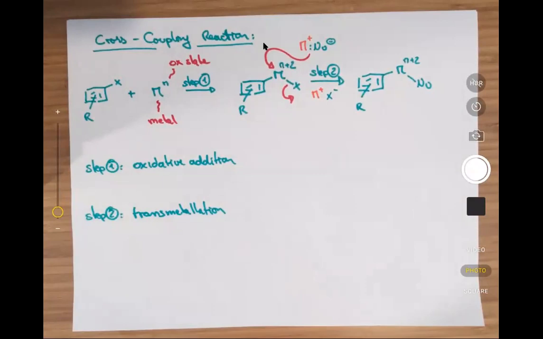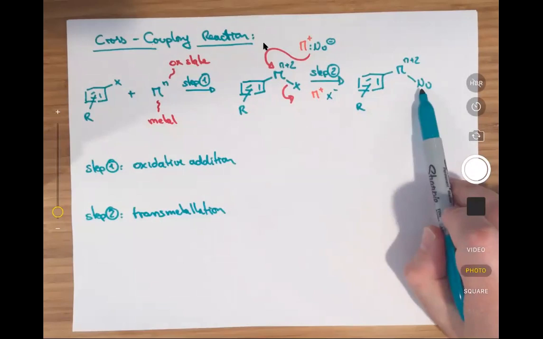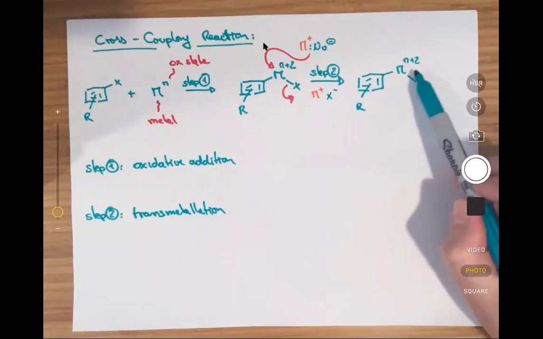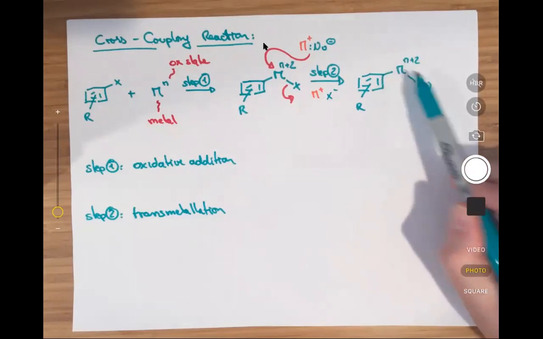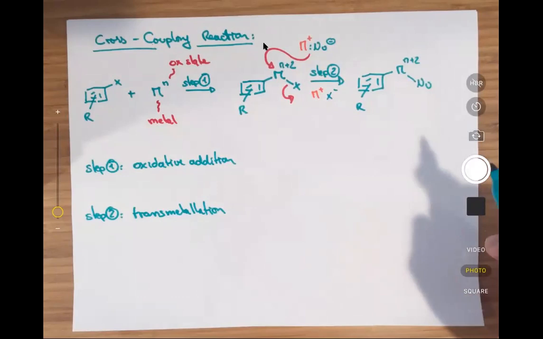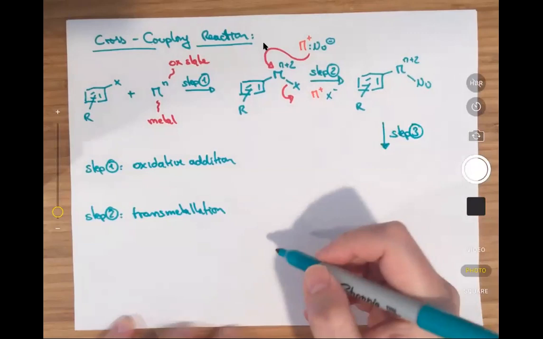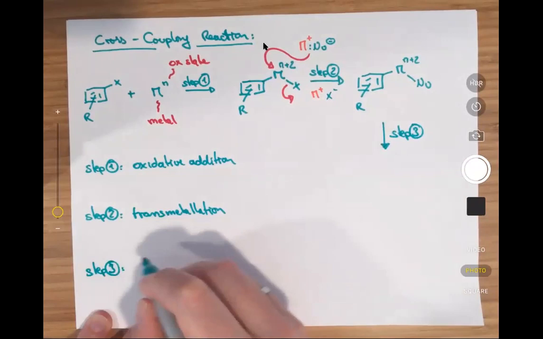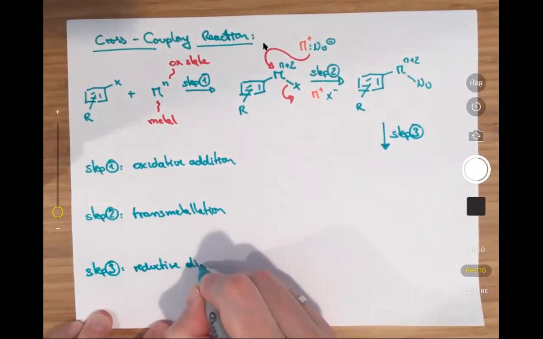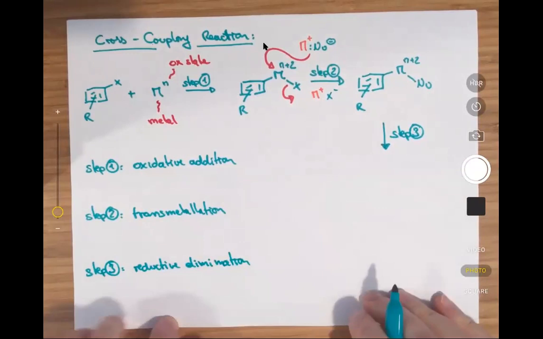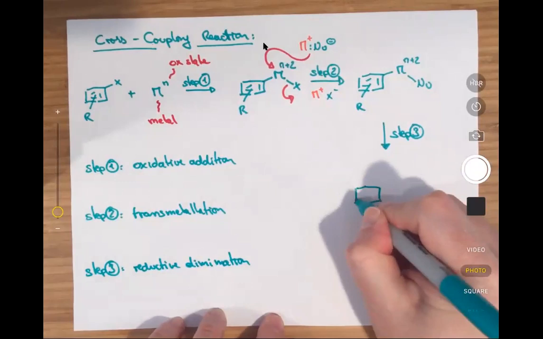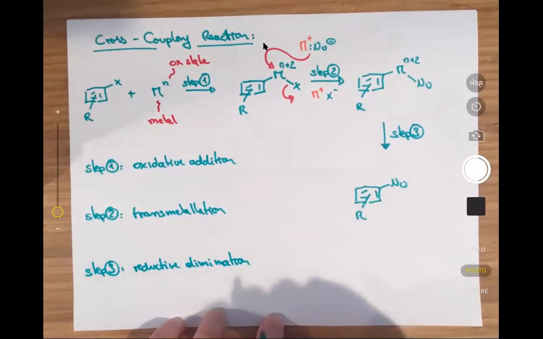The last one is actually the one that forms the new carbon nucleophile bond. And you can think about this essentially as simply excising this metal atom out of this three atom bond here. So carbon, metal, nucleophile, you form a carbon nucleophile bond and you kick out the metal. And befittingly, this is called the reductive elimination. So this is step three. This is reductive elimination. And what happens here is that you form the new carbon nucleophile bond. And as part of this, you kick out the transition metal.